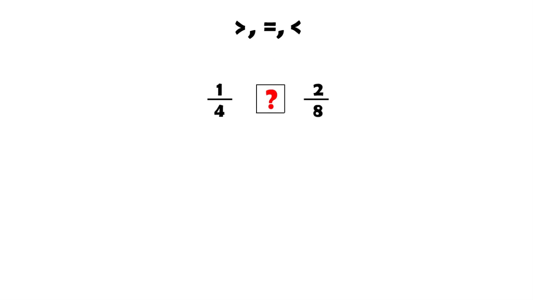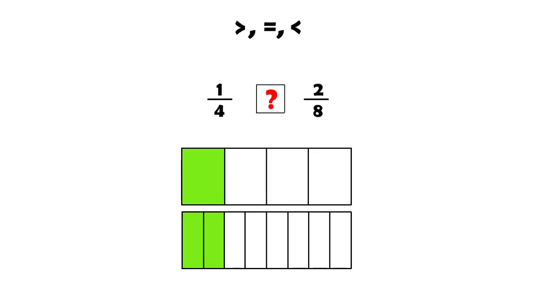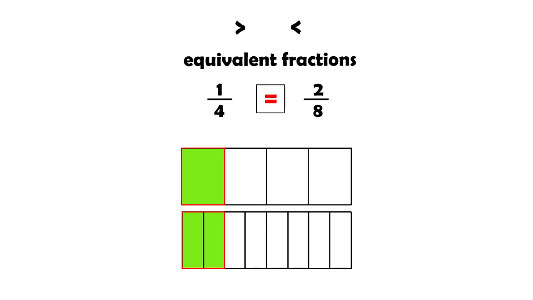What about the two fractions 1/4 and 2/8? If you look at their area models, you can find that both area models have the same shaded parts. And this means that both fractions are equal. So we can say that 1/4 and 2/8 are equivalent fractions. And here, we use the equals sign for the comparison.